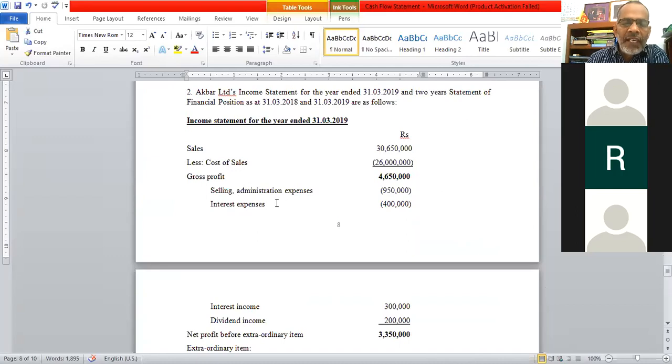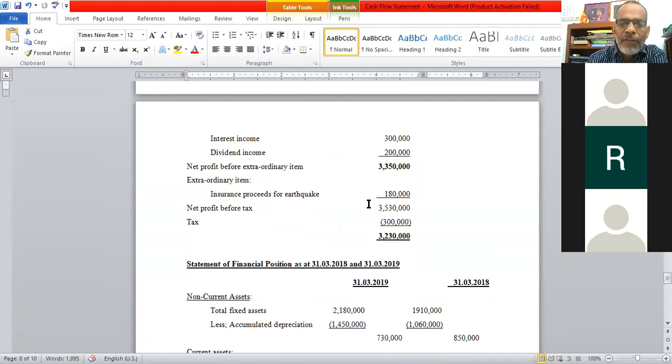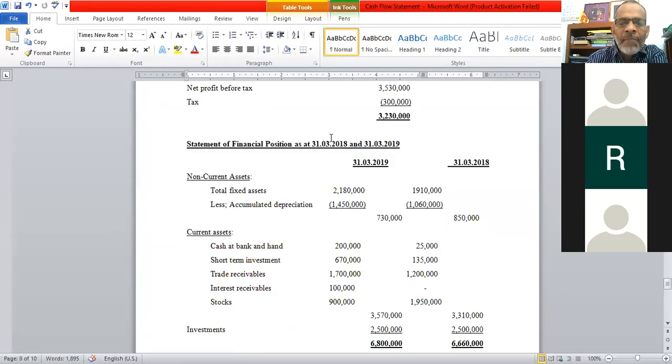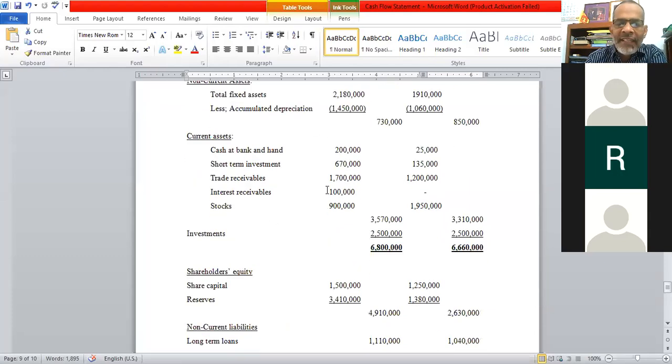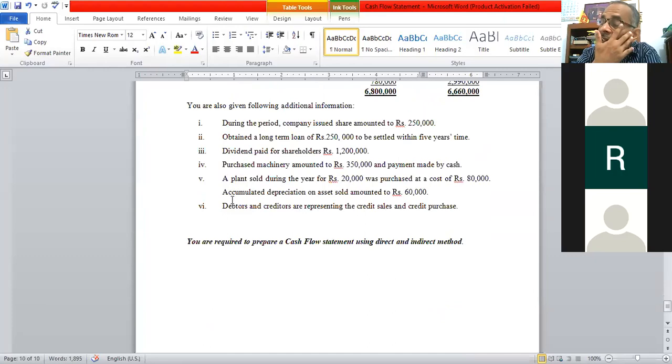They have also given selling expenditure, administration expenditure, other expenditure, insurance proceeds for the earthquake 180,000, net profit. Statement of financial position 2018-19 given like that, same example. Look here. Here also they have given additional information. During the period, the company issued share capital of 250,000. 250,000 share capital issued, therefore that is basically financing activities. There is an increase in the cash debit, share capital account is credit.